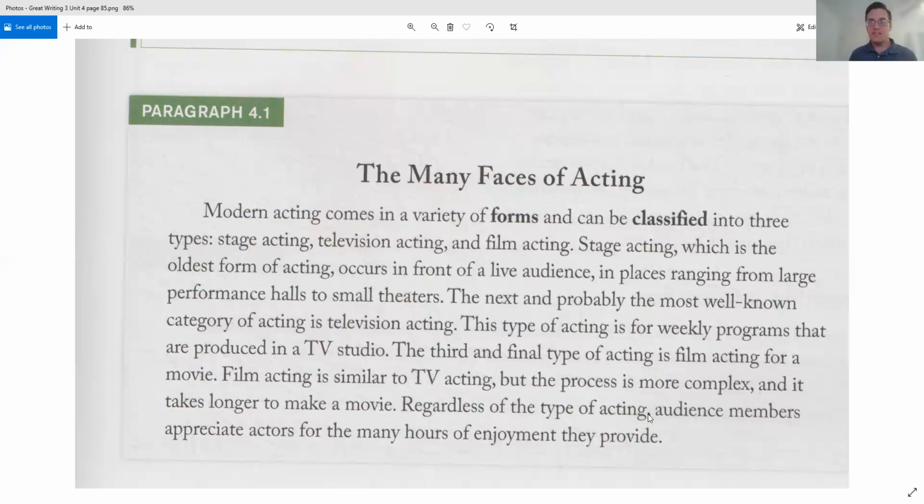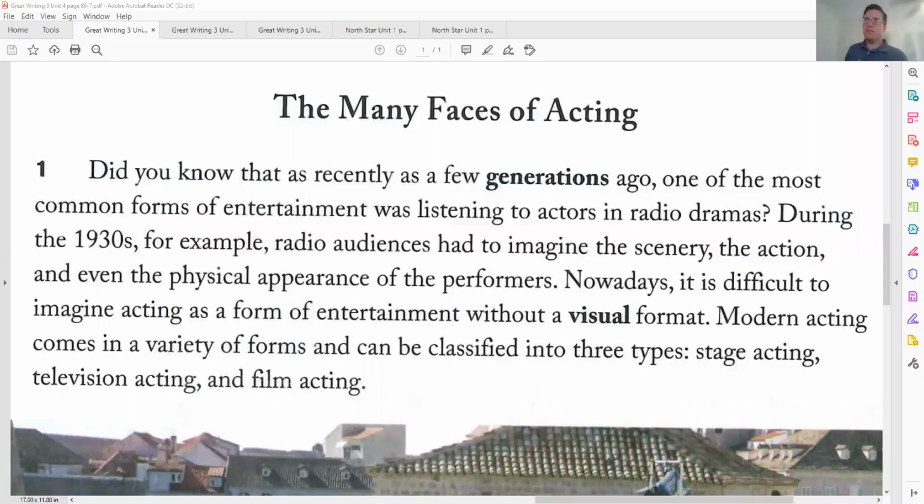So now let's see how we can take this short paragraph and turn it into a classification essay. We're still talking about the same topic, acting, and we'll be talking about the same three kinds of acting, but we're going to give more detail. We're going to want to write an essay. Let's see what happens. Here we see the first paragraph of our essay. Same title as the paragraph, but now we're going to start an essay.